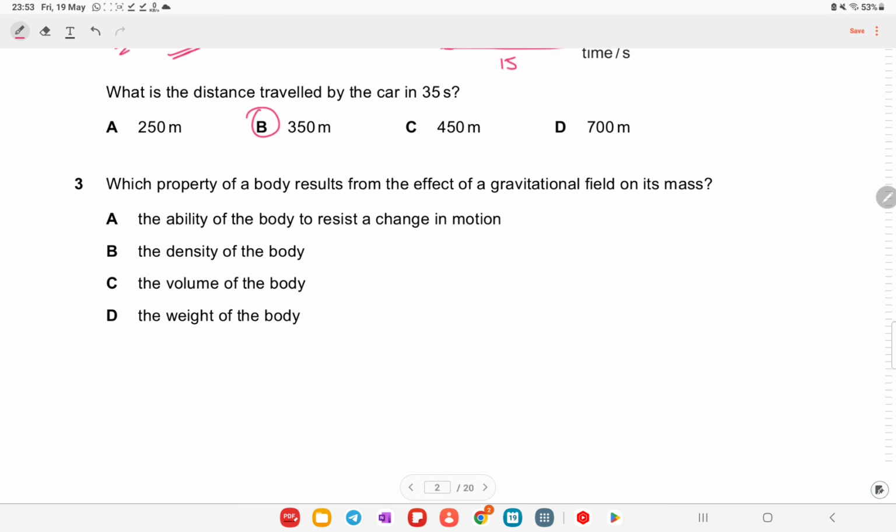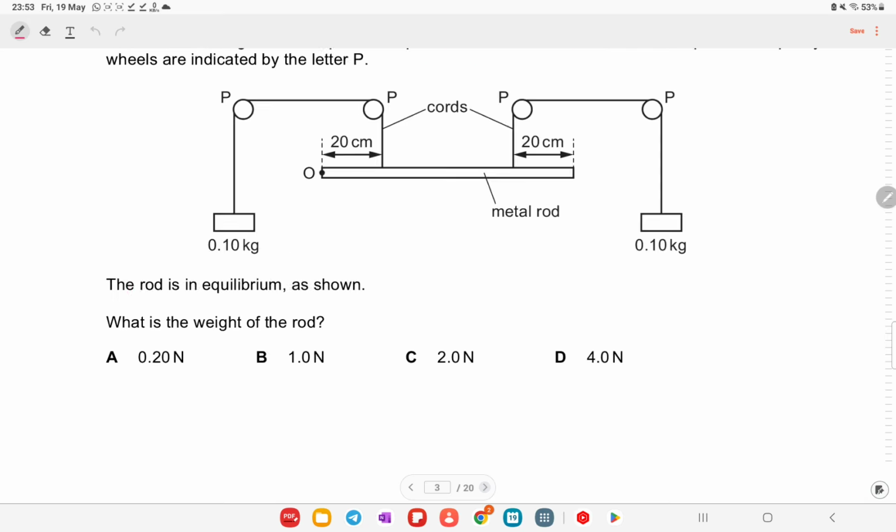Which property of the body results from the effect of gravitational field on the mass? So obviously it's going to be the weight. So let's see over here. Option A cannot be possible. That's the inertia. Density, we haven't studied about this thing. The volume is also not possible. So D is your right answer.